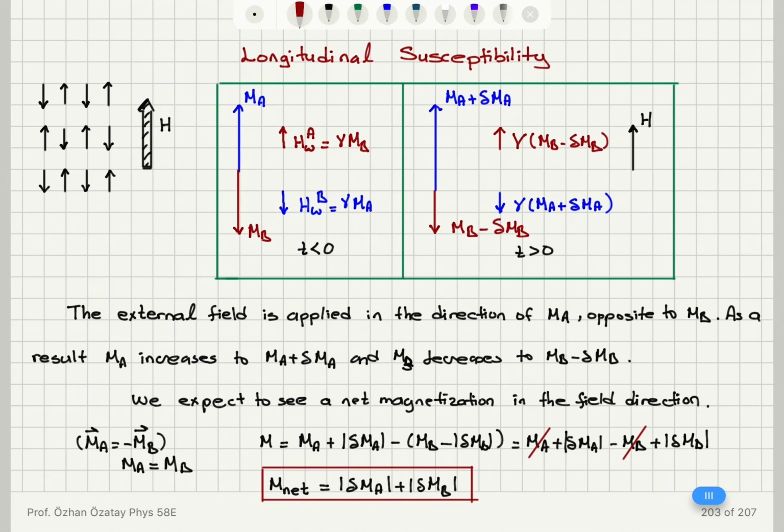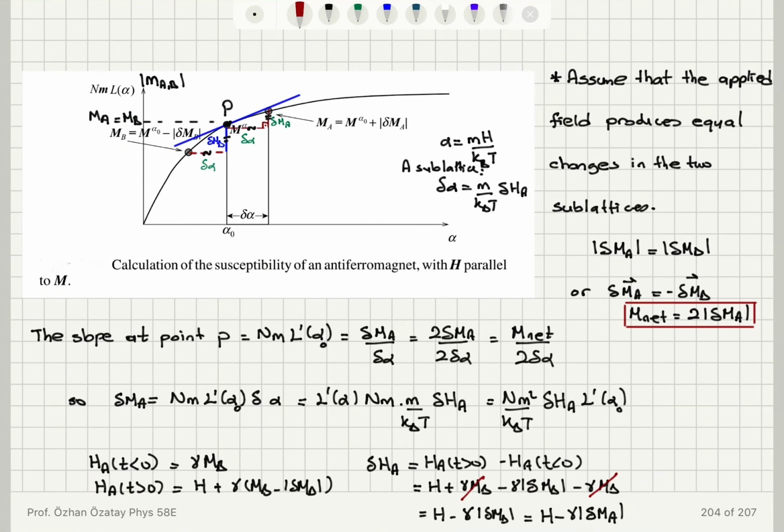So in summary, when we apply a magnetic field in the direction of the A sublattice, its magnetization increases, and the B sublattice magnetization decreases. The net magnetization that we have in the A sublattice direction is twice delta Ma, if we assume that the change in the magnetization of the B sublattice is the same, although it may not be exactly symmetric here. This is an assumption for simplification. And with that, if you look at the slope of the Langevin function multiplied by Nm at point B, that must be equal to delta Ma over delta alpha.